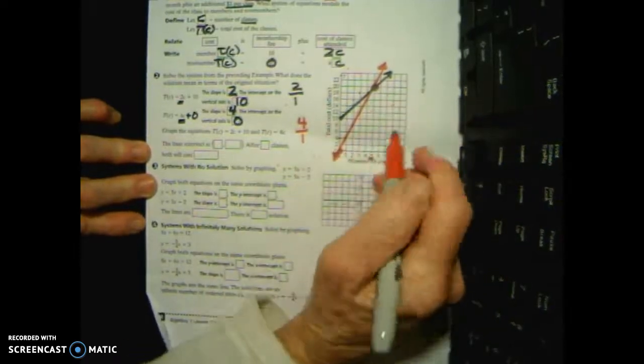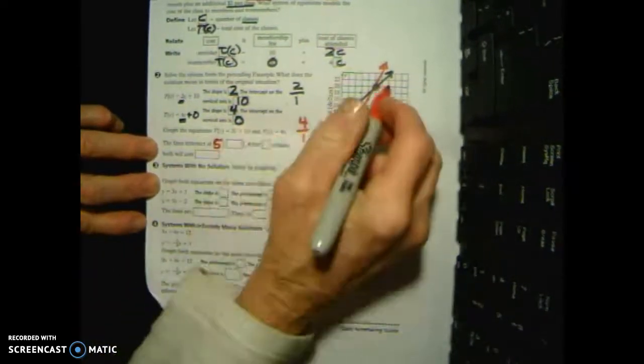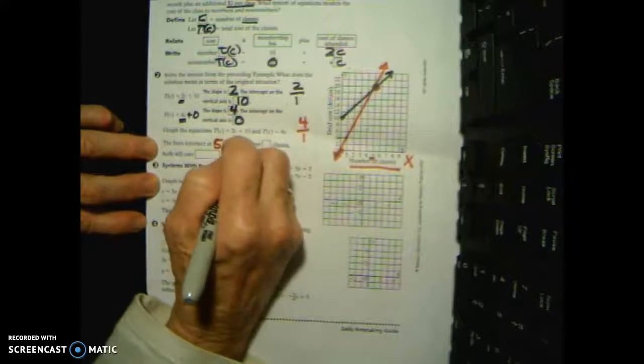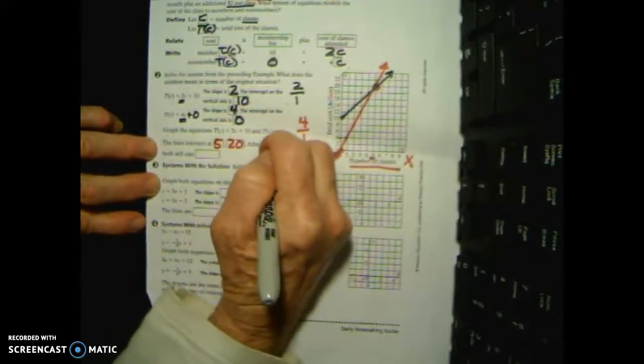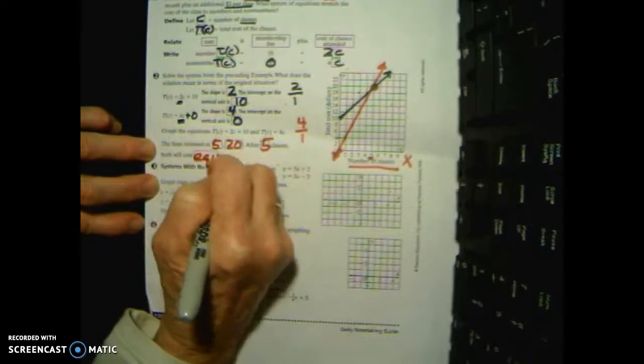So my break-even rate, again on my x-axis, is my number of classes. The lines intersect when x is 5 and y is 20. So after 5 classes, both costs are equal. That is the point of intersection where both of these graphs are equal. I hope that's helpful. Most of the word problems are something like that.